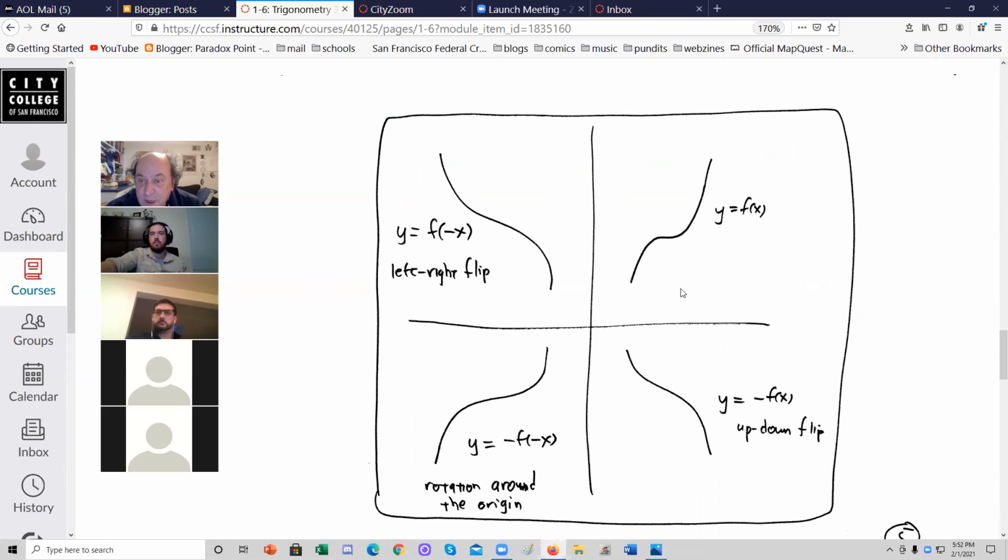Now, if this were a graph of y equals f of x, then y equals minus f of x flips up for down. Here's y equals f of negative x. That flips left, right. So this graph looks like this, flipped left for right. And if you do both, y equals minus f of minus x, that flips left for right and up for down. And when you do that, you get a 180-degree turn. Take something, flip left for right, and up for down. That is a 180-degree turn, like this.